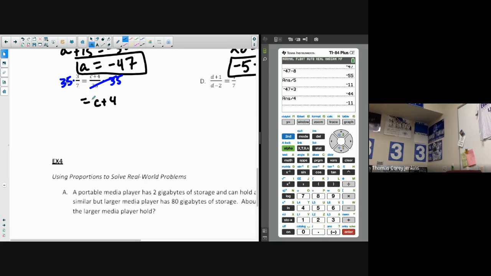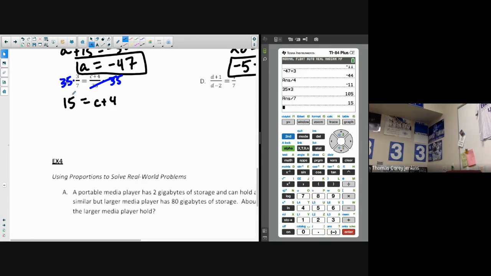On the left side, right, I got to do some work. So 35 times 3/7. Or you could think about it this way. That's 35 times 3 divided by 7 is 15. So you get 15 is equal to c plus 4.